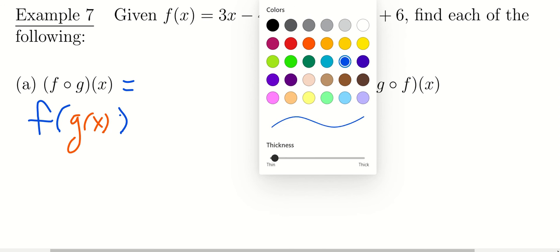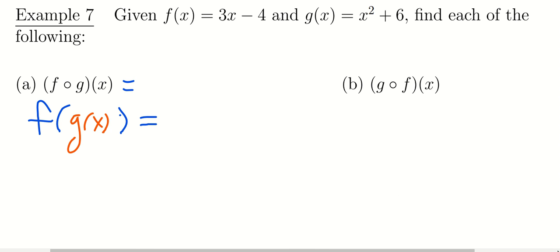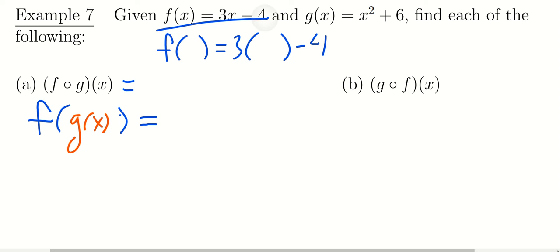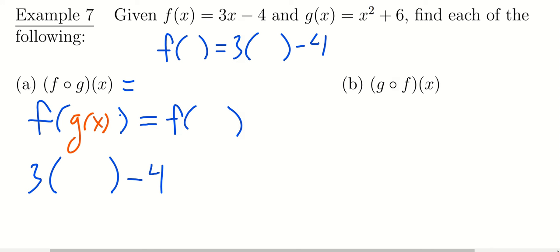So what I'm going to do is everywhere I see the function f, so my outer function is f, let's copy down the statement form for f. F of x looks like input times 3 minus 4. So my f of x function looks like input times 3 minus 4. But if you look at what we're plugging into that function, we're plugging in g of x, which is x squared plus 6. So everywhere we had an x, an expression for f, we are going to be replacing it with the expression x squared plus 6 like this.